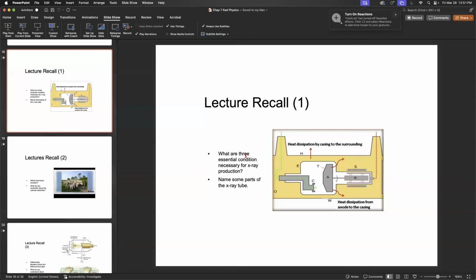Please proceed. And then you need the source of electrons, so that would be the cathode. Cathode. There you go.